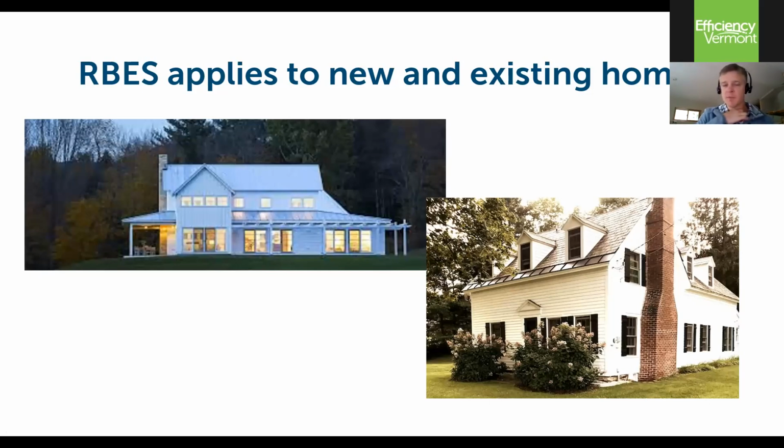So RBES, the requirements of the code, applies to both new and existing buildings. So it's not just a new construction code. It's primarily designed and written to serve new construction, but the basic performance requirements of the code do apply to aspects of existing homes as well. Primarily, that's going to be additions, major alterations, and renovations.